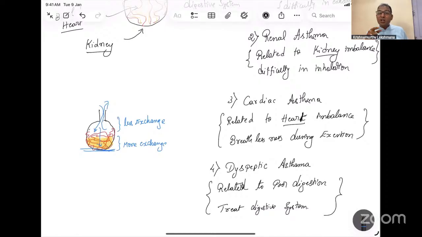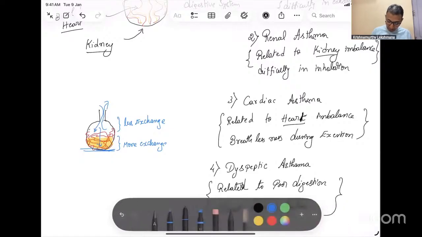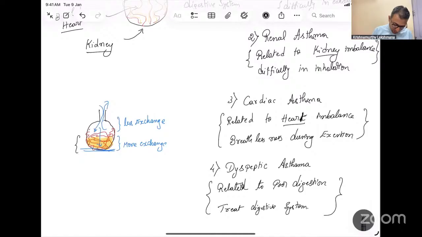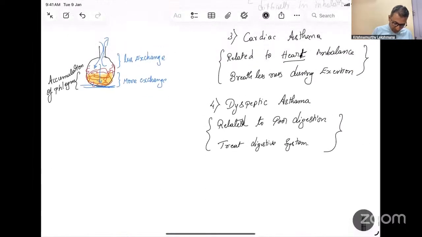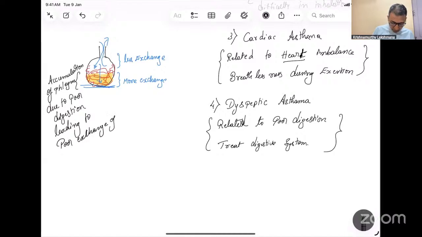But because of poor digestion, what has happened? The phlegm has accumulated in that part. So accumulation of phlegm due to poor digestion leads to poor exchange of gases. What is gases? CO2 and O2. This part is clear? Dyspeptic asthma.